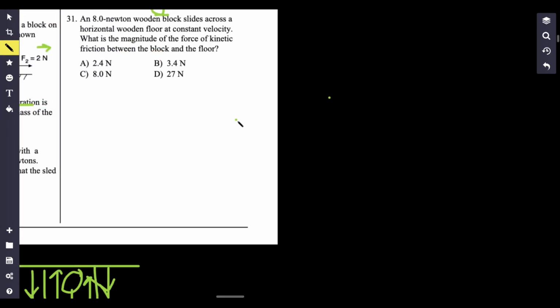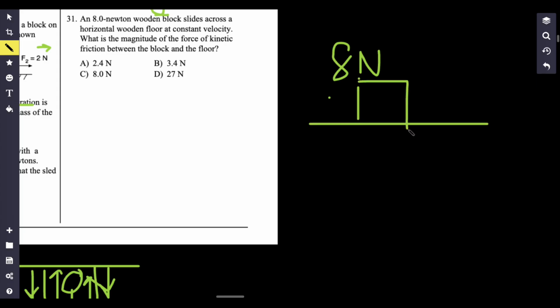Okay. 8 Newton wooden block slides across. Magnitude of force of kinetic friction between the block and the floor. So for this problem, we have an 8 Newton wooden block sliding across some wooden floor at a constant velocity. At a constant velocity, the net force is going to be 0, right?